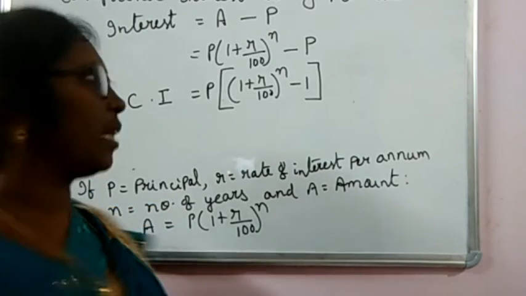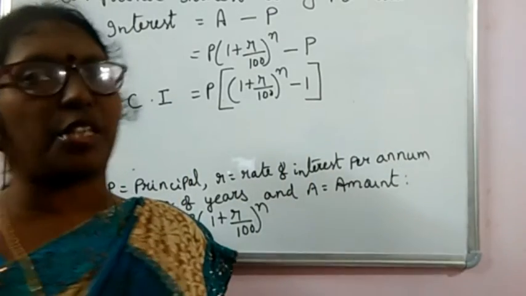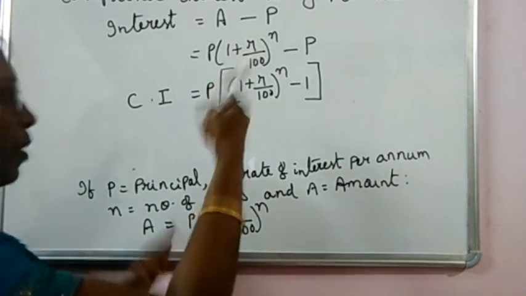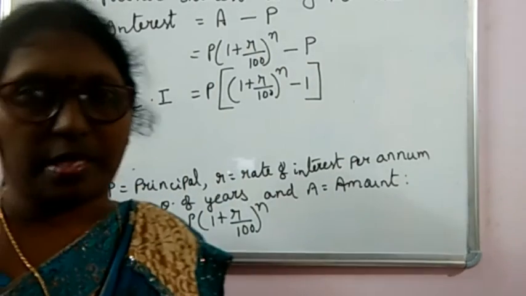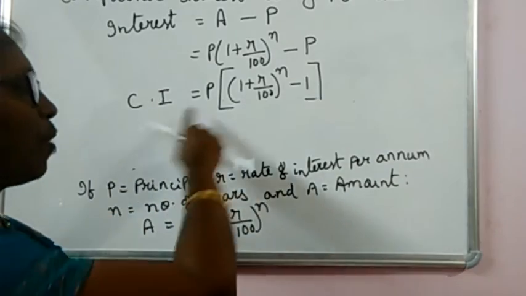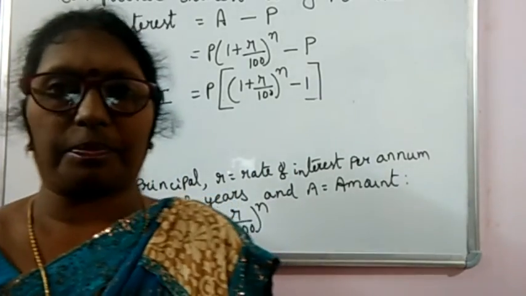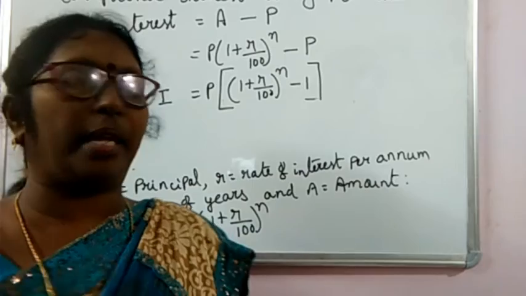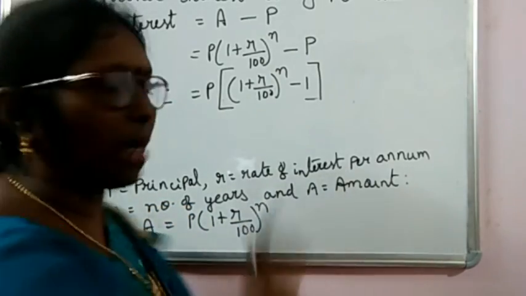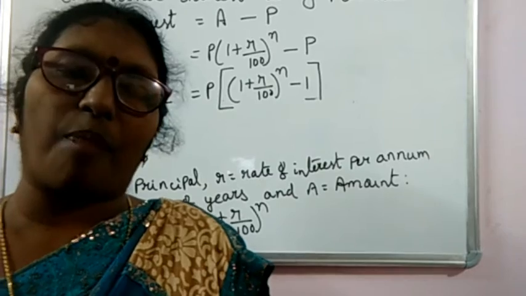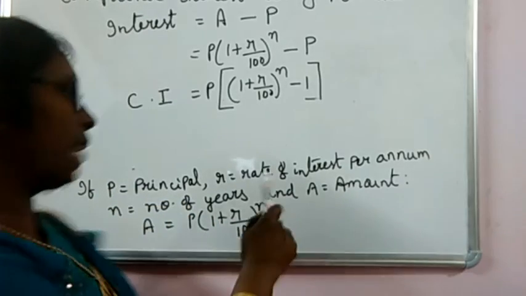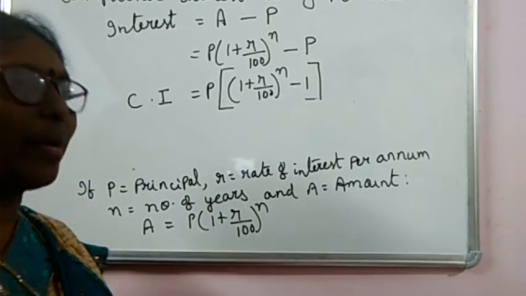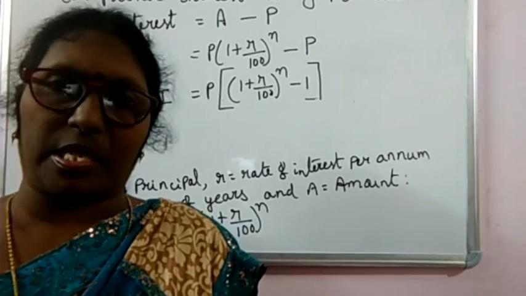Either you can use this formula and find the compound interest, or by using the amount formula find the amount, then subtract the principal from the amount and get the compound interest. Or directly, if you want to find the compound interest, you can use this. Okay? And if the interest is compounded yearly, rate should be per annum. If the interest is compounded half yearly, then rate should be per half year, and time also will be number of half years.